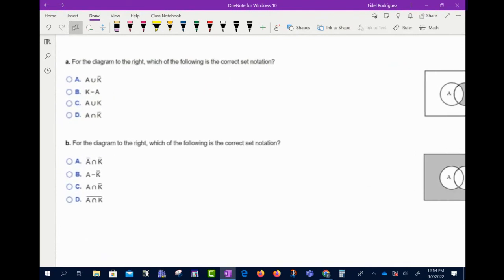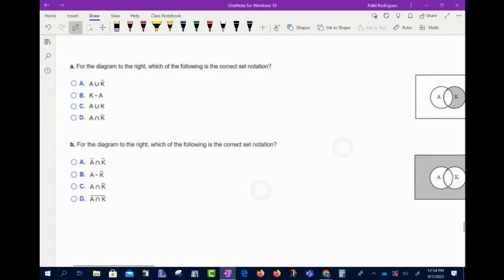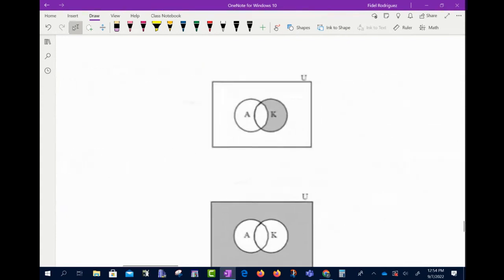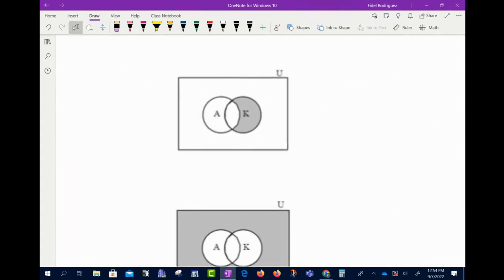So it says for the diagram to the right, which is the correct notation? So when we're looking at this, y'all, we're looking at what is the correct notation. The first thing I'd probably do is come back over here and look at this picture, and just look at what they shaded: this part here and that part there.